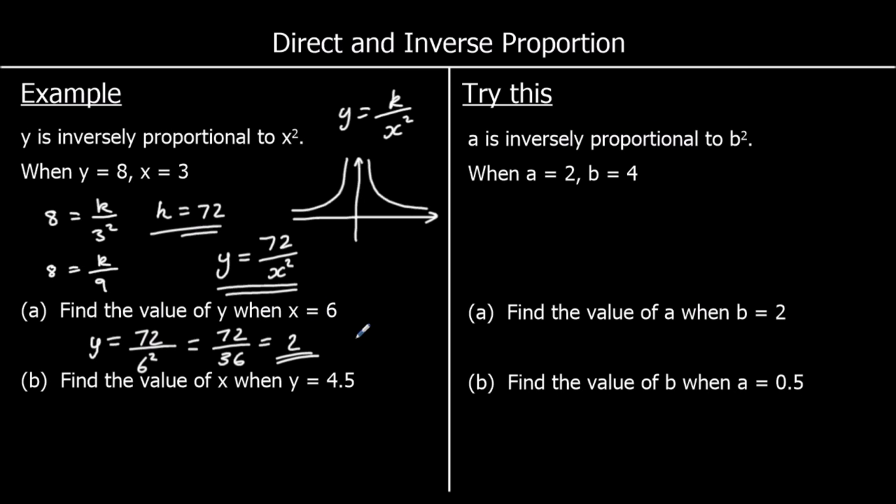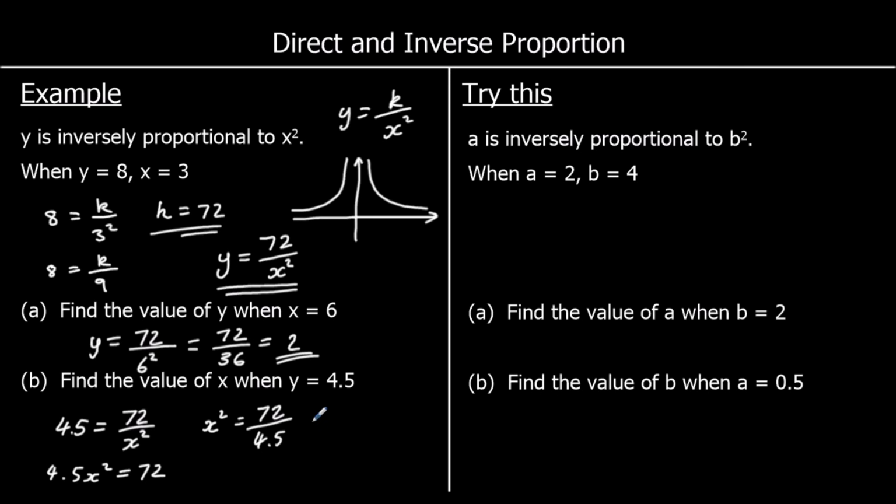Part B, find the value of x when y equals 4.5. So we've got 4.5 equals 72 over x squared. We'll multiply both sides by x squared. So 4.5 x squared is 72. To get x squared by itself, divide both sides by 4.5. So x squared equals 72 over 4.5.